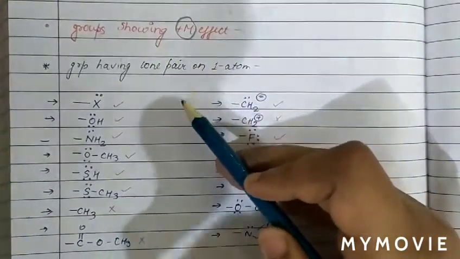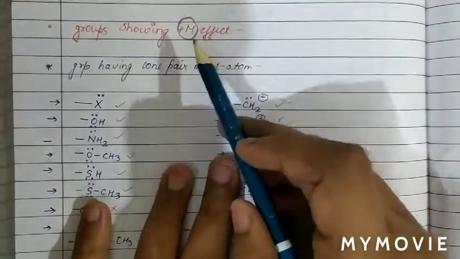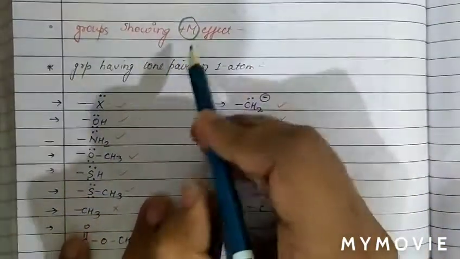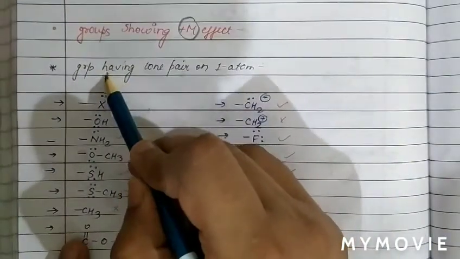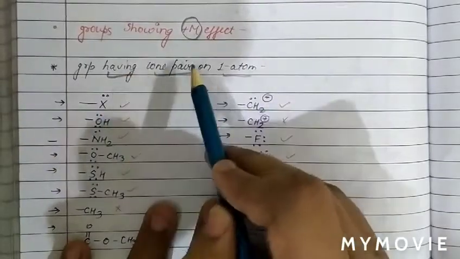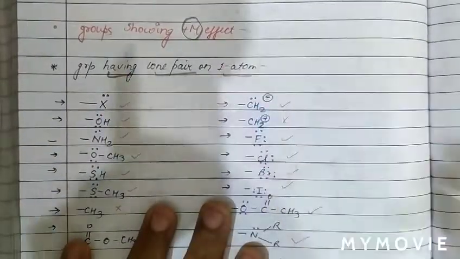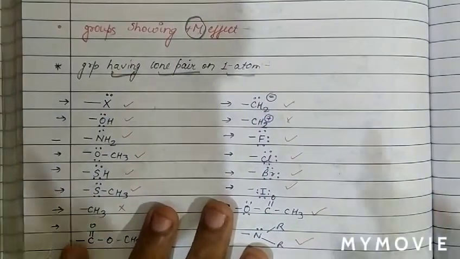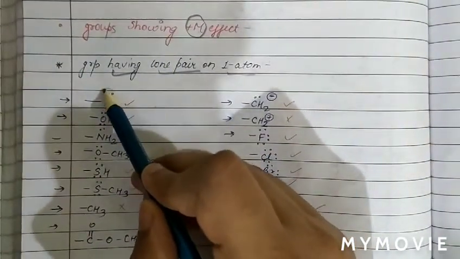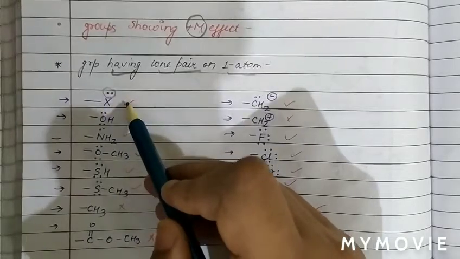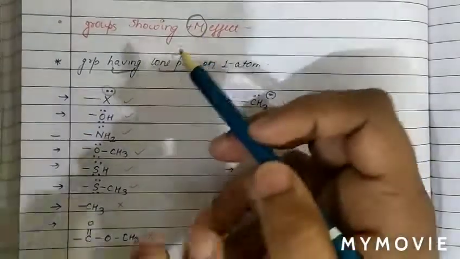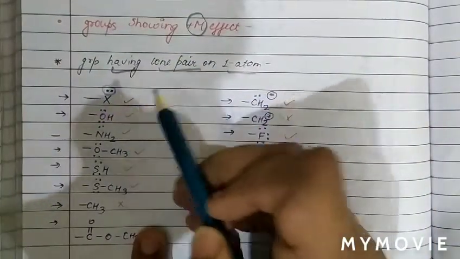See the condition for a group to behave as plus M. Basically, when the group has a lone pair on one atom, then it will behave as a plus M group. For example, see halogen. In halogen there are 3 lone pairs of electrons. So there is at least one lone pair. Then it will behave as a plus M group. So halogen behaves as a plus M group.